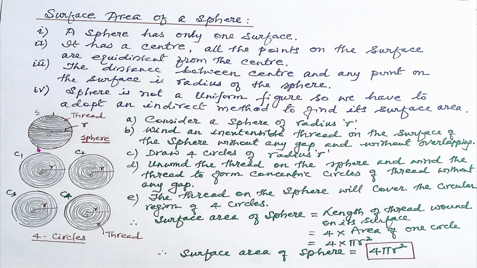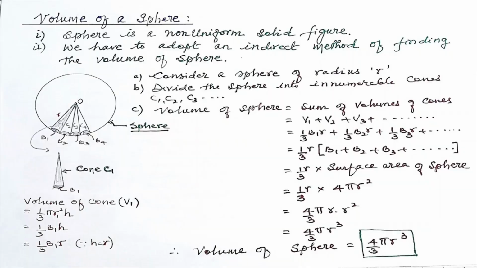So therefore the surface area of a sphere is the area covered by the thread on the surface of the sphere, and that is equal to the length of the thread wound on its surface, and the length of the thread is equal to the length of the thread which covers the areas of the 4 circles, that is 4 into area of one circle, that is 4 into pi r square, and therefore the surface area of a sphere is 4 pi r square. So please remember that. Now let us learn how to establish the formula for volume of a sphere.